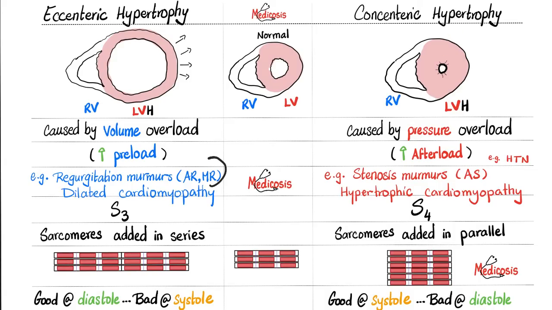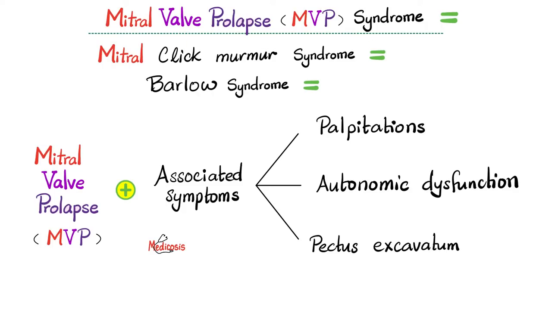Mitral valve prolapse can lead to mitral regurgitation, which increases the preload on the left ventricle, so it dilates and undergoes eccentric hypertrophy, and this can displace the point of maximal impulse, i.e. the apex. Mitral valve prolapse syndrome is the same as mitral click murmur syndrome, is the same as Barlow syndrome.